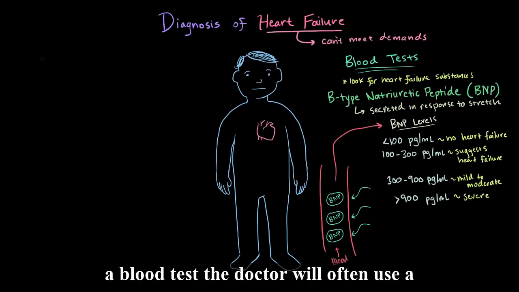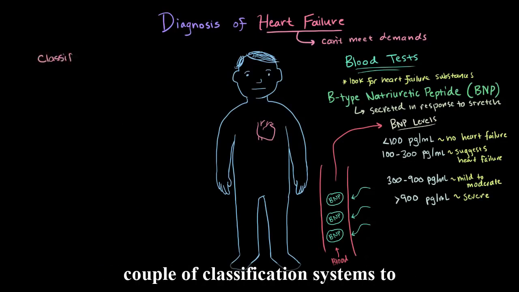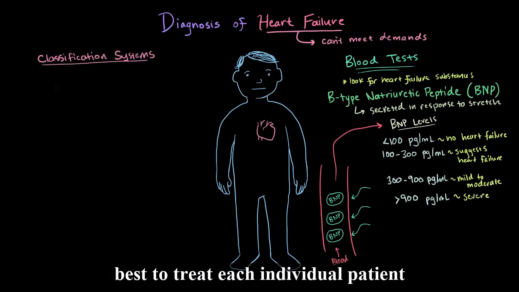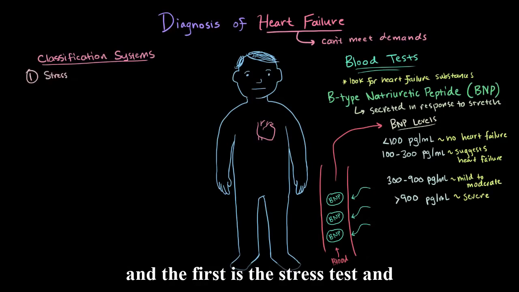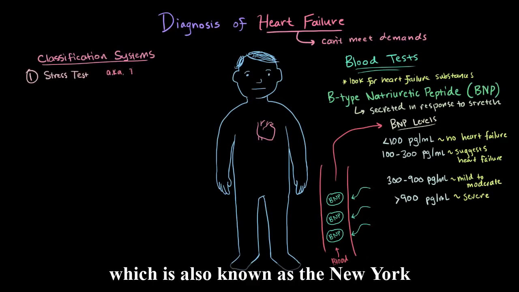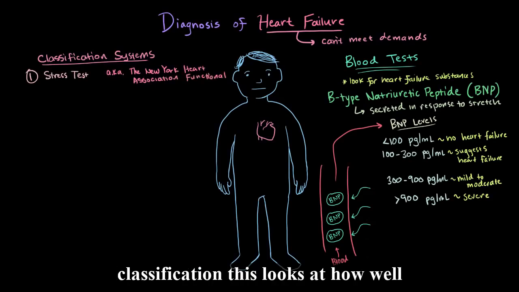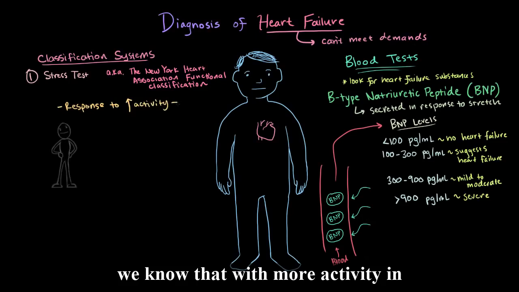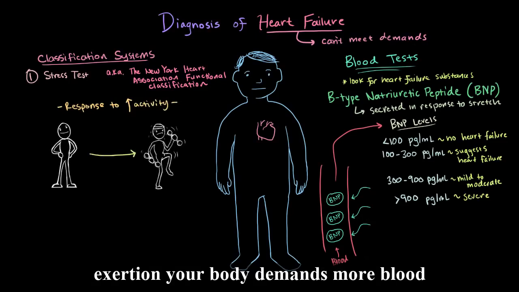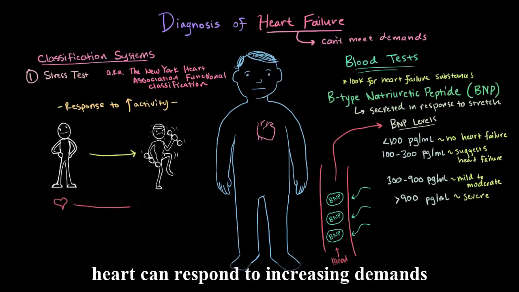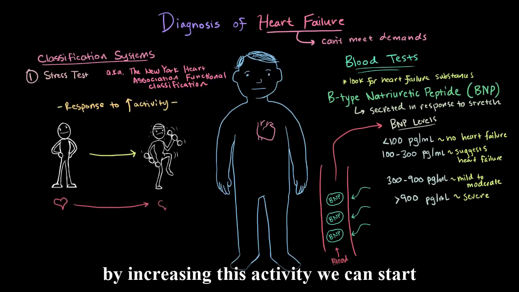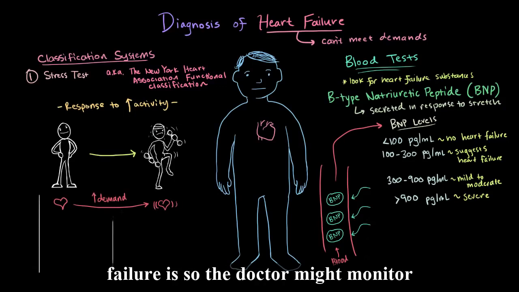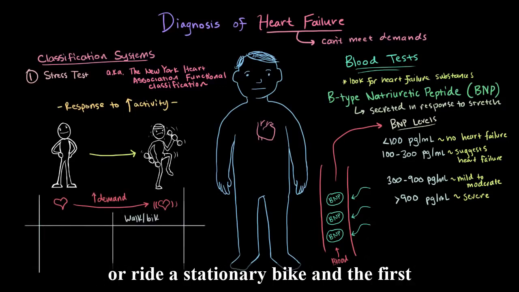But beyond imaging and a blood test, the doctor will often use a couple of classification systems to describe the severity of the symptoms, basically so they can get an idea on how best to treat each individual patient. And the first is the stress test, which is also known as the New York Heart Association Functional Classification. This looks at how well you respond to physical exertion, because we know that with more activity and exertion, your body demands more blood, right? So depending on how well your heart can respond to increasing demands by increasing this activity, we can start to understand how severe the heart failure is. So the doctor might monitor you while you either walk on a treadmill or ride a stationary bike.